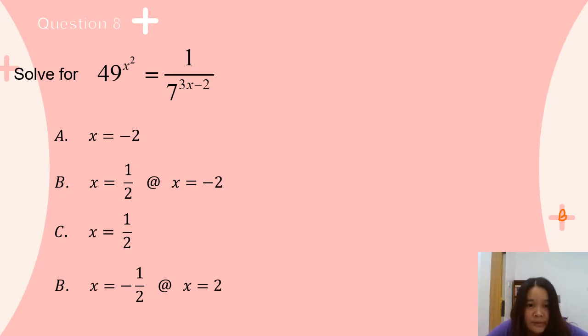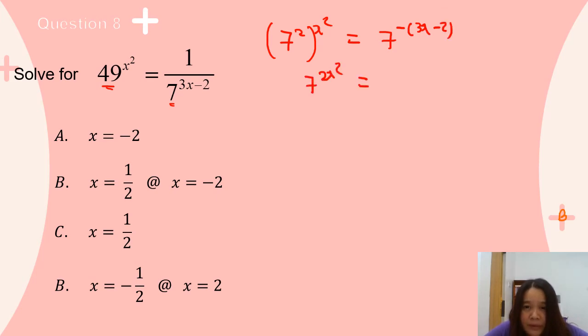So if we look at this question, that means we can try to change the right hand side and left hand side to the base of 7. So we will have the 7 square to the power of x square equivalent to 7 to the power of minus 3x minus 2. So we have 7 to the power of 2x square equivalent to 7 to the power of minus 3x plus 2. So therefore, we compare the index. So we have 2x squared equivalent to negative 3x plus 2.